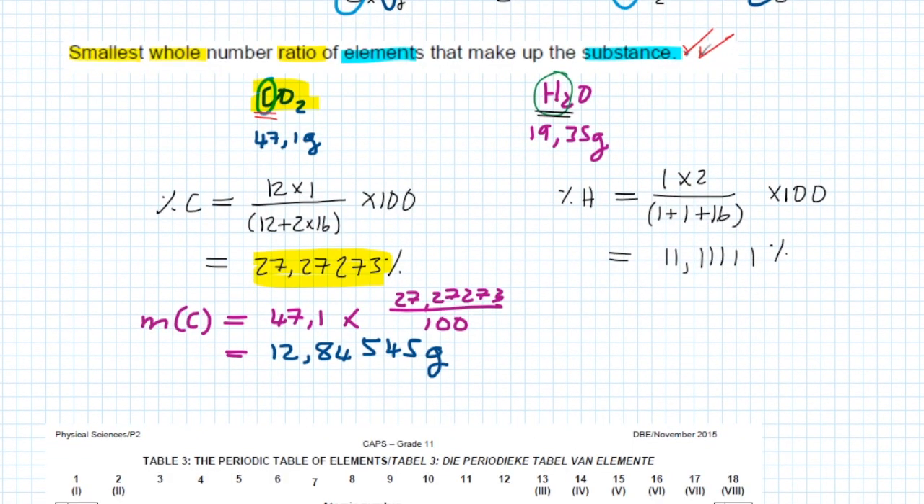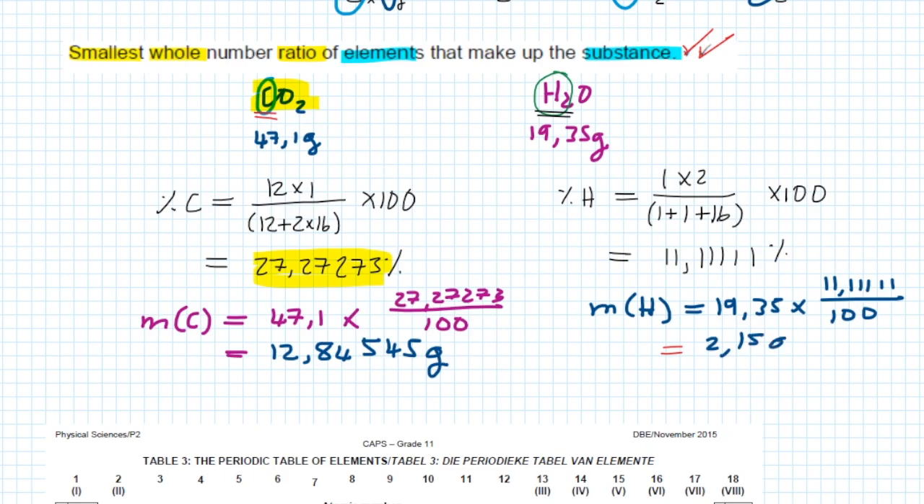Hydrogen, so we go back to the water now. In order to determine the mass of the hydrogen, we're going to take the mass of the water, which is 19,35, and multiply by 11,11111 over 100. So we're multiplying by the percentage. And without rounding off, we obtain an answer of 2,14999. So we're going to have to round this off to 2,15. We can't keep 5 decimal places here. It's going to be 2,15.